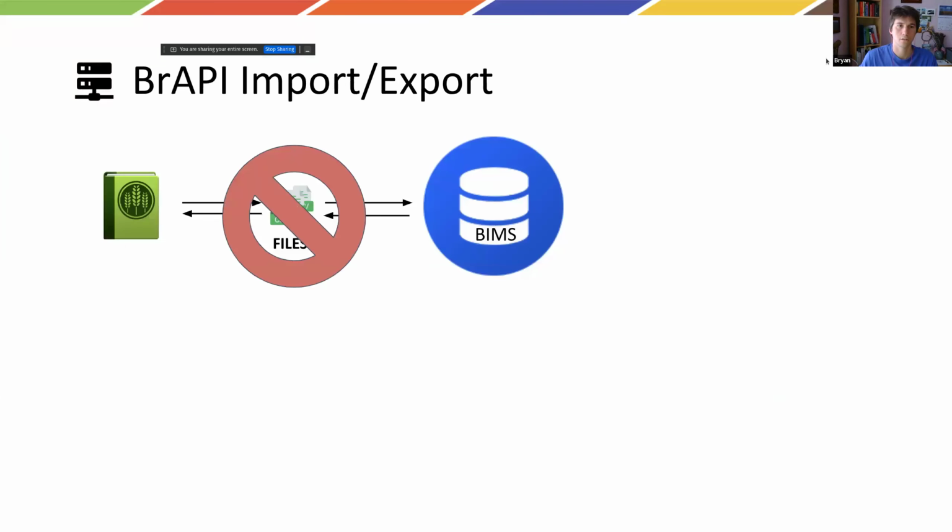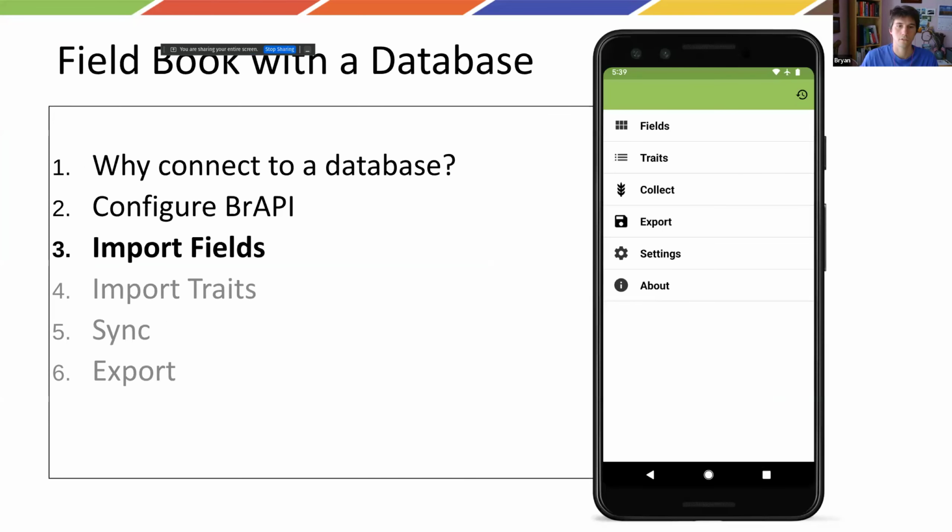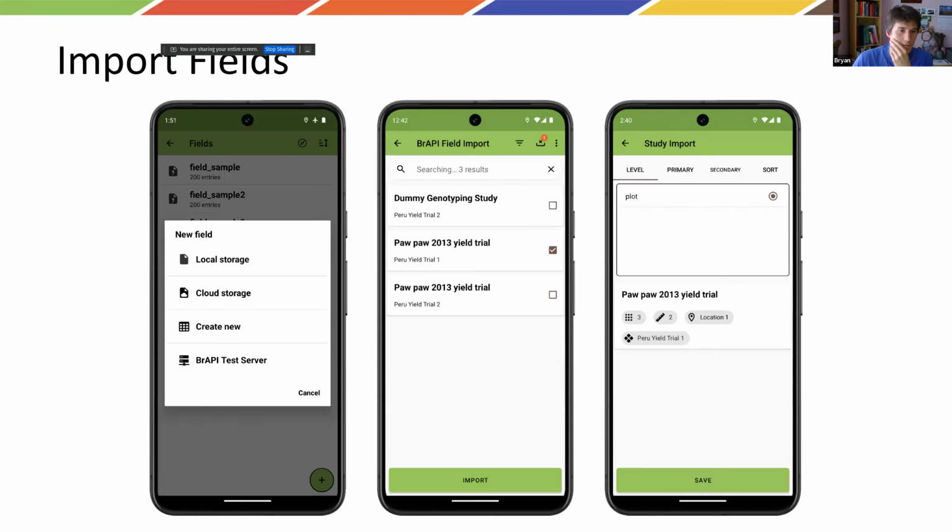So I'll skip back here. So we're configured. Aha, here we go. Okay, so first off, import fields. Now that we have BrAPI enabled, if we go to fields and we go to add a new field, we'll see our BrAPI server name show up as an option at the bottom. If we click that, BrAPI will query our database and pull in all the possible fields that we have access to that aren't already in Fieldbook.